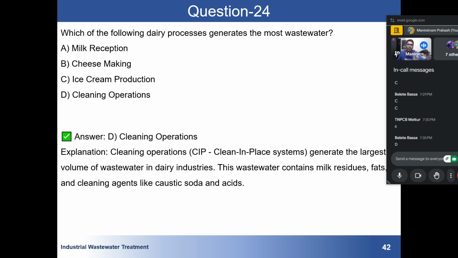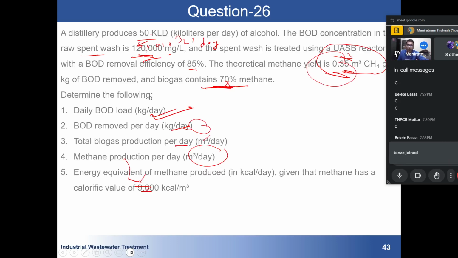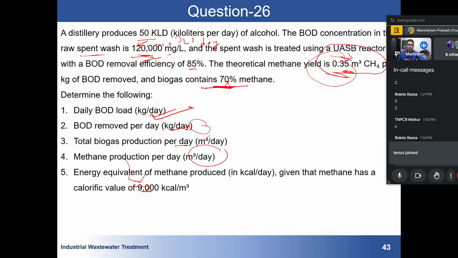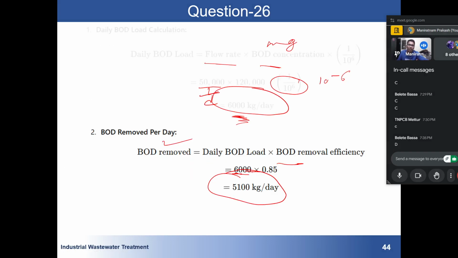Okay, so they are different processes: milk reception, then cheese making, ice cream production, then cleaning operation. In this case, the highest amount of waste is being produced. We have already seen these questions, the numerical question. Anyone have any doubt in this numerical question?